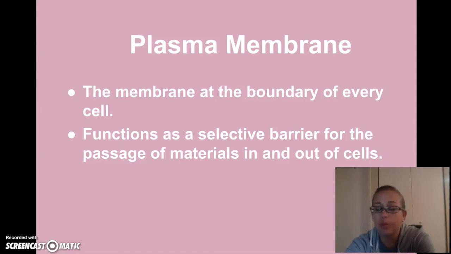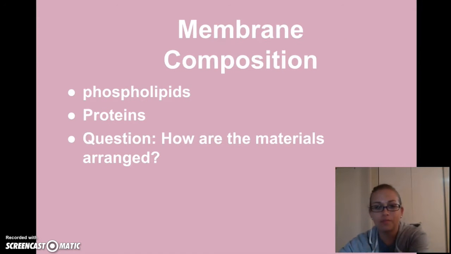And this boundary is really important. Not only does it protect the cell, but it serves as a selective barrier, so it controls what things can actually move in and out of cells. So you already heard me refer to it as a phospholipid bilayer. So it is made of phospholipids. So you have a phosphate group bonded onto some lipids, and then you've got proteins that run throughout the membrane.